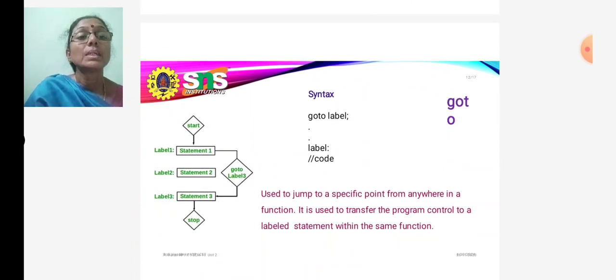Next is goto. The syntax of goto is goto, space, label and semicolon. Here the label is mentioned where you are going to go next in the flow. So after goto, where are we going to go? It is used to jump to a specific point from anywhere in a function. So it is used to transfer the program control to the labeled statement within the same function. Wherever the labeled statement is, that statement is executed.